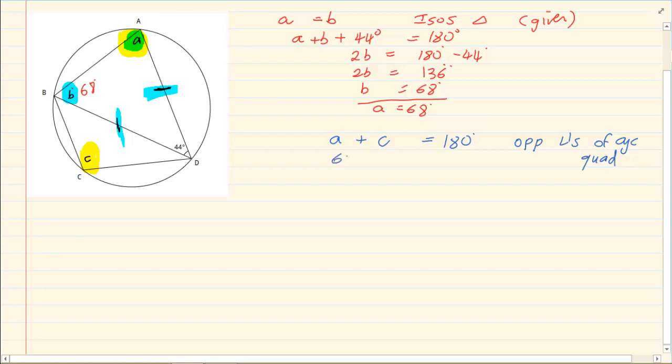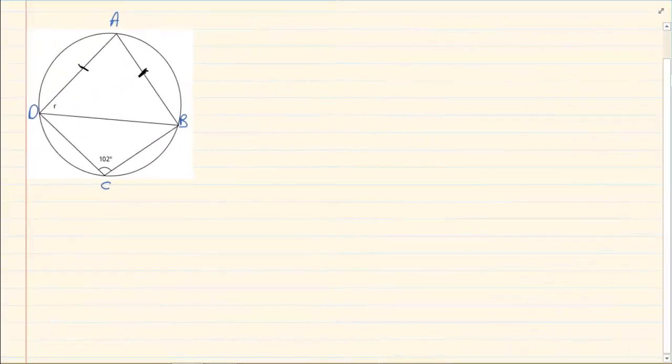Now A is 68 degrees. So I can calculate C, which would mean C is equal to 112 degrees. Right, let us look at the following rider.